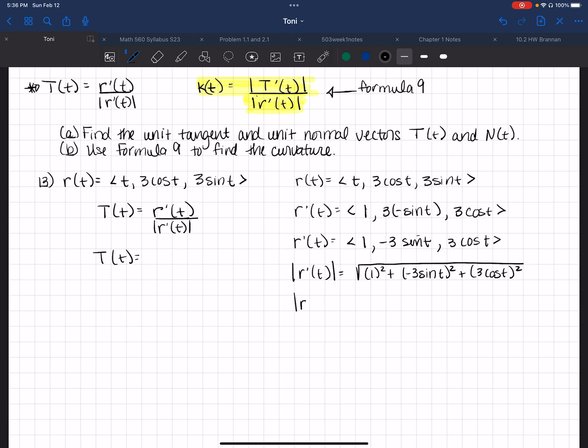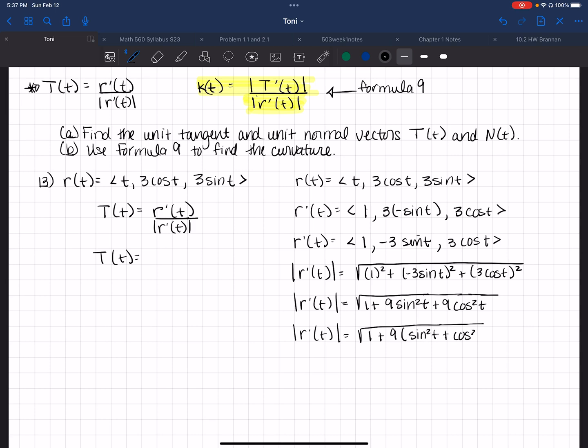Okay, so that means the length of r prime of t is going to equal the square root of 1, and then I have plus 9 sine squared t, because negative 3 squared is positive 9, and then sine t squared is just sine squared t, plus 9 cosine squared t. Okay, now here's where you may be getting a little bit lost. There's a trig property inside of here. I've got that 1, and I can pull this 9 out. I can factor a 9 out from the sine squared t plus cosine squared t.